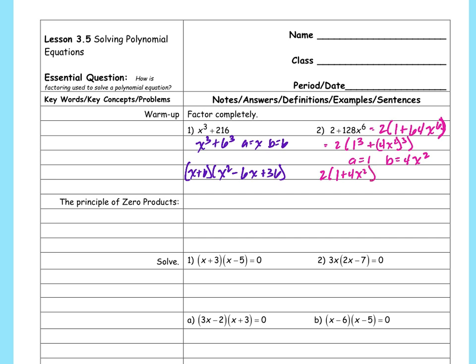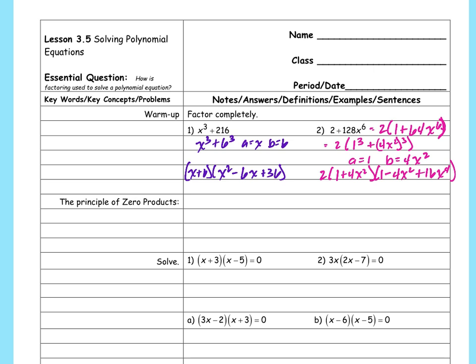I think someone forgot to put their square on one of them, if I remember correctly. And then we get 1 minus 4x squared plus 16x to the 4th. Okay? Awesome. Nice job. Very, very good.